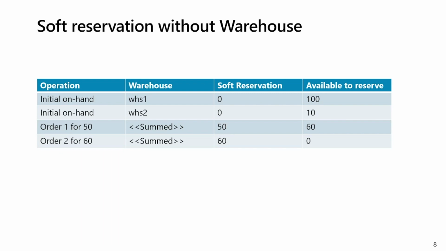Second order is received for 60 pieces. Upon checking on hand for 60 pieces across warehouses, 60 pieces are available to reserve. So another 60 quantity will be soft reserved, and now available for reservation will be 0. As you have noticed, these new enhancements allow querying on hand and soft reservation at the product level, versus in the previous case, it allowed querying on hand and soft reserving for specific sites and warehouses.